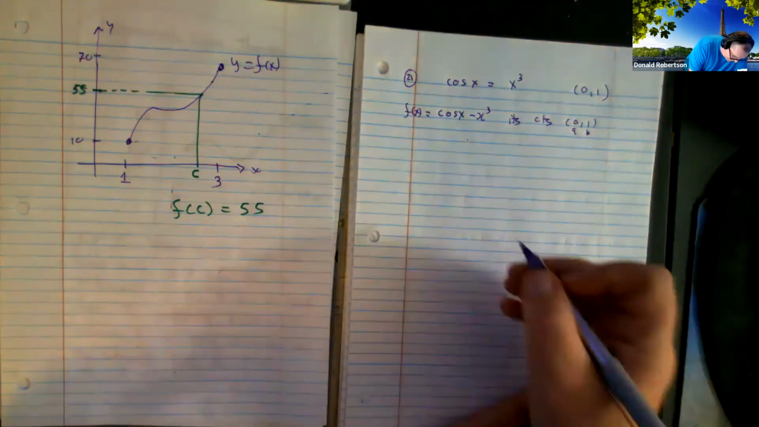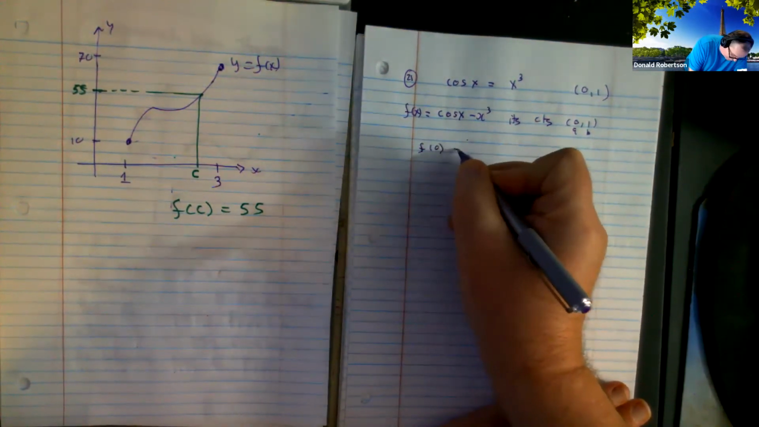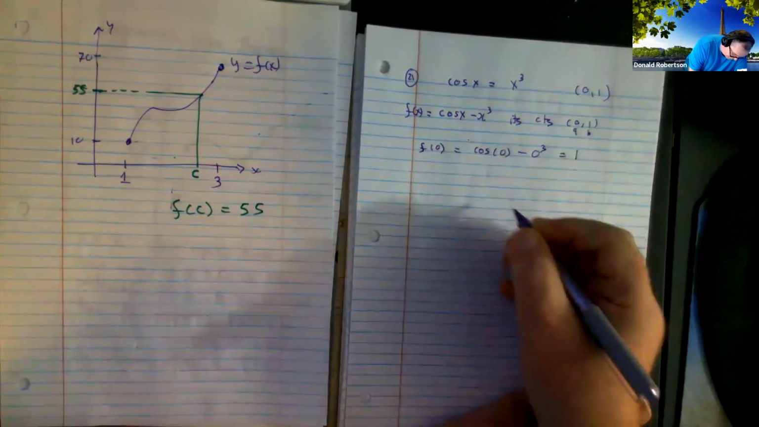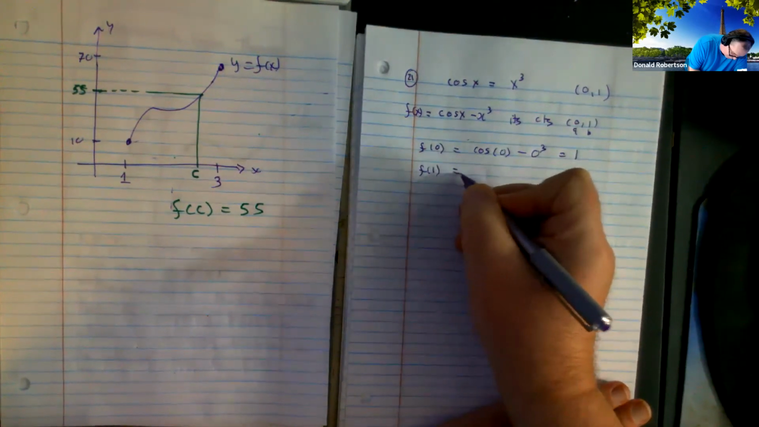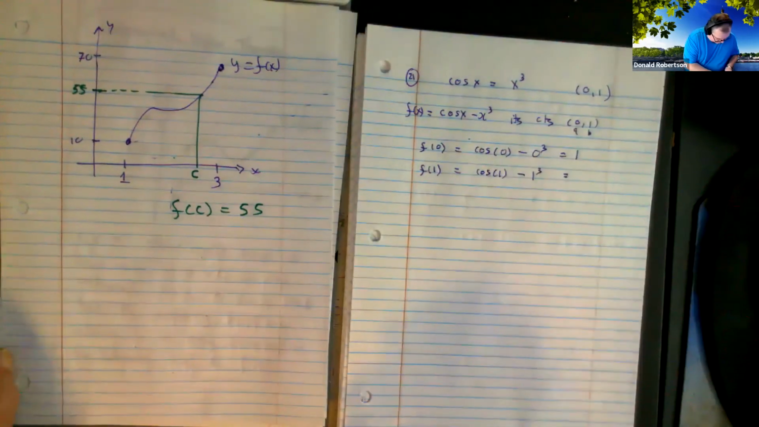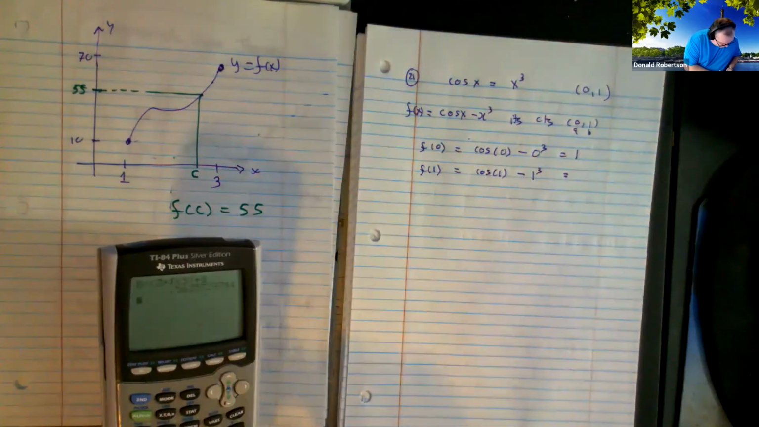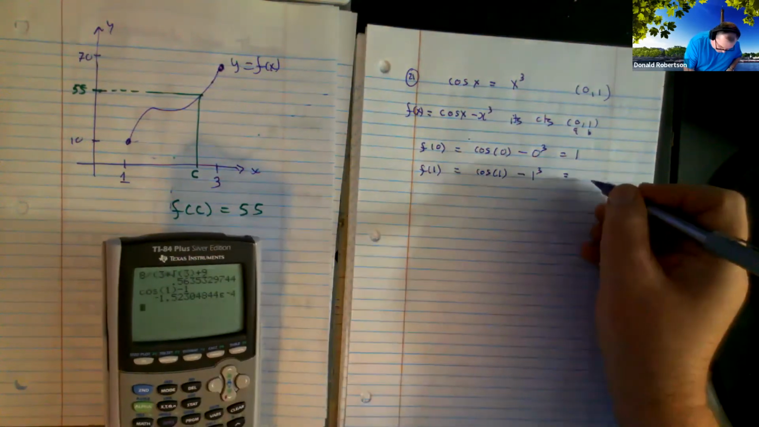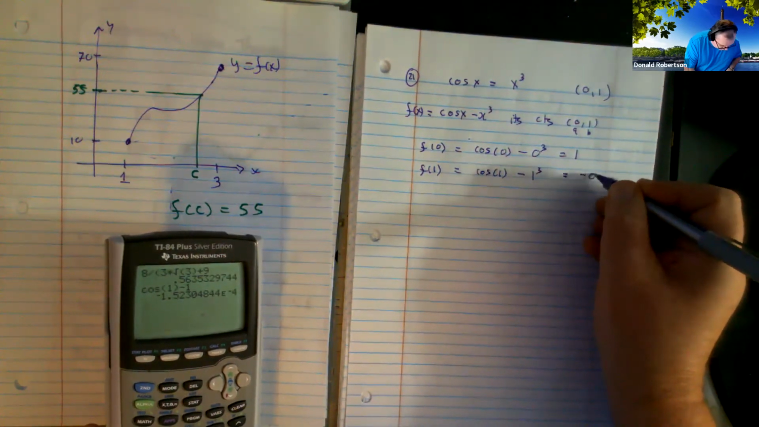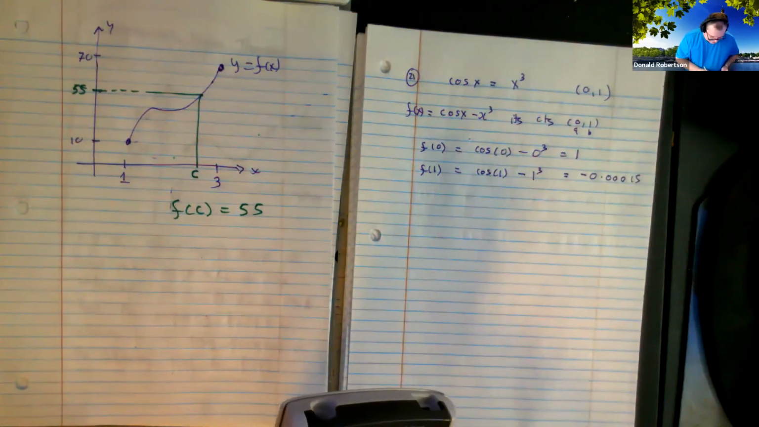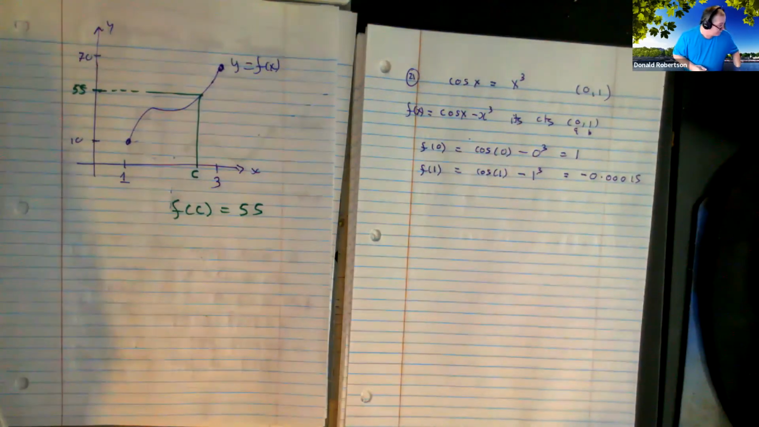So the value of the function at 0 is the cosine of 0, take away 0 cubed, which is 1. And the value of the function at 1 is the cosine of 1, take away 1 cubed, which is really for a calculator. So cosine of 1, take away 1 cubed is a very tiny negative number. It's negative 0.00015. Oh, well, check that I'm in degrees, isn't it? And yeah, right. So is the answer in degrees? Is the question in degrees?